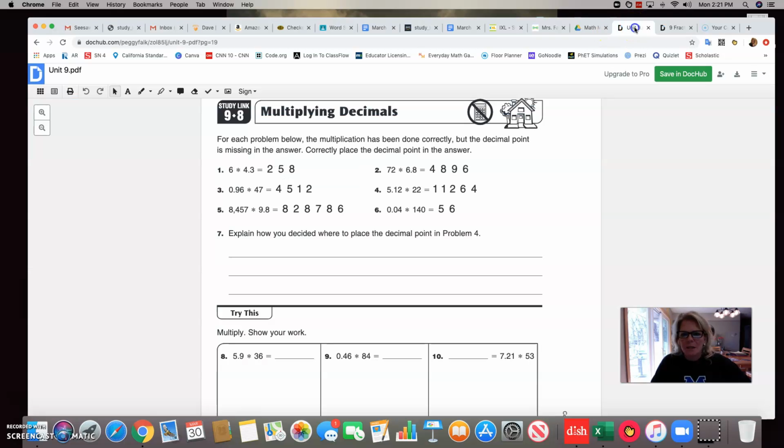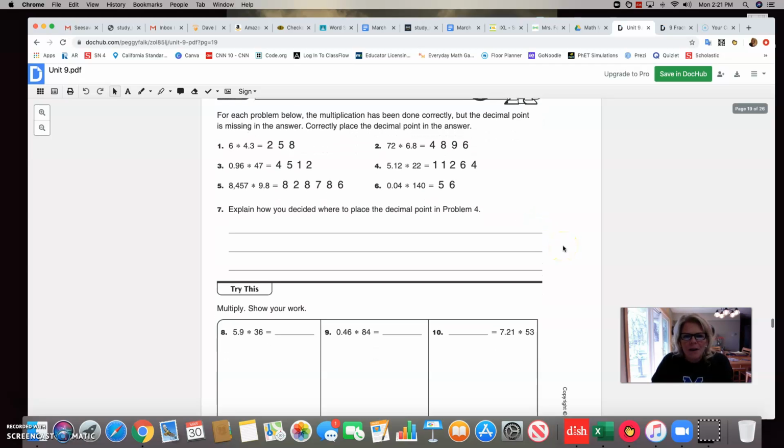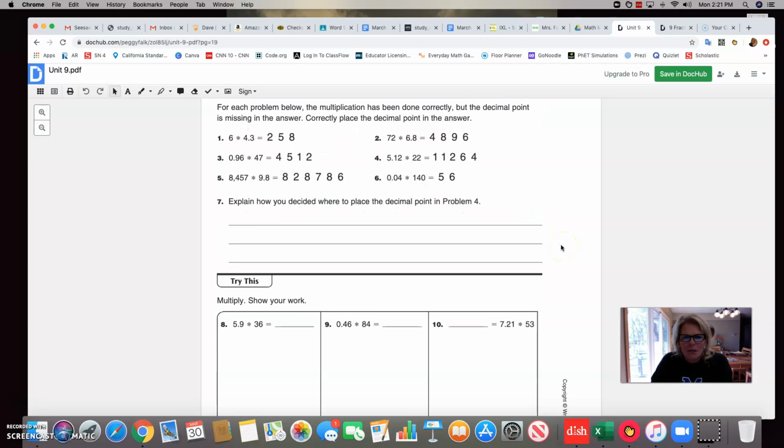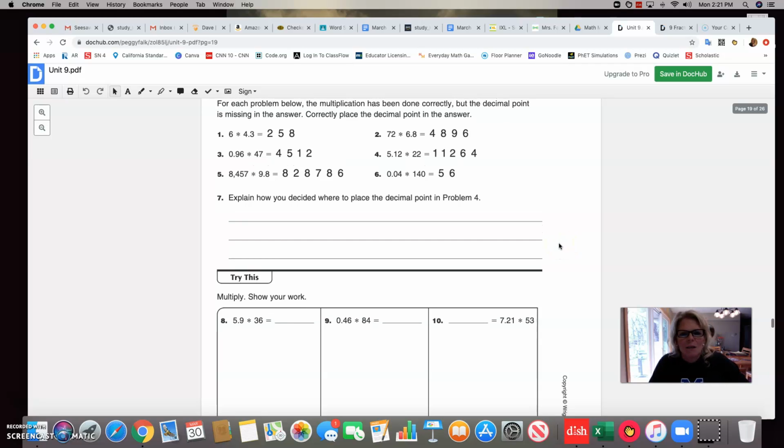Hey guys, I just wanted to go over a couple of the problems on this page, just to review and have you go over this with me so you can compare to your answers. Okay, so 2, 4, and 6, all you have to do is insert the decimal.